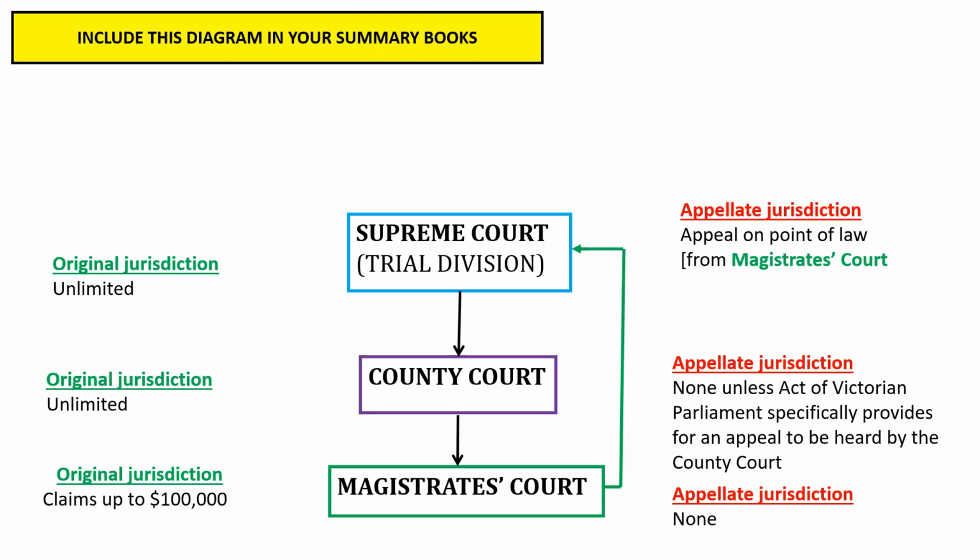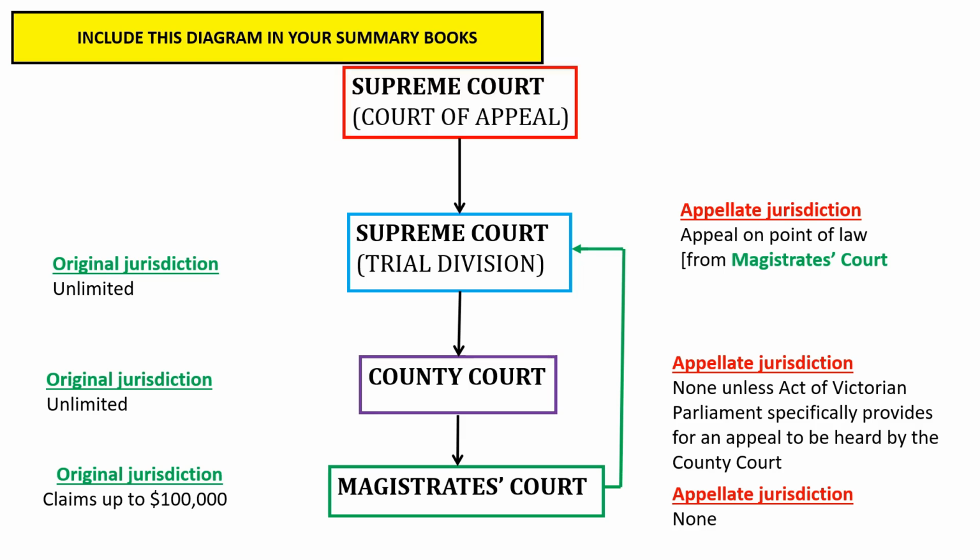In its appellate jurisdiction, the trial division is able to hear appeals on points of law from the magistrates' court. That is, where a party believes that the magistrate has made an error of law or has misapplied the law, then they're able to appeal from the magistrates' court straight up to the trial division. Above the trial division, of course, we have our Court of Appeal.